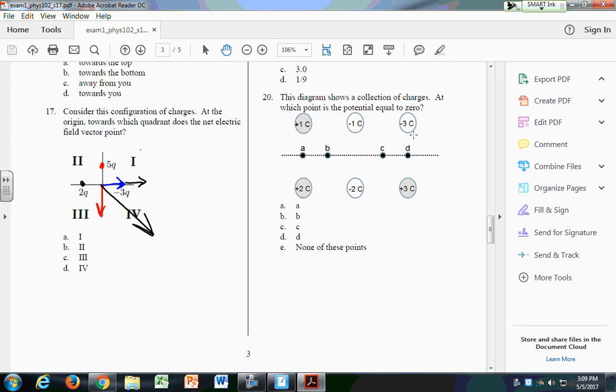Olivia? For number 20, is it confusing, like when I'm watching you work it out, could you just go over one? Sure thing. So is that good on that one?